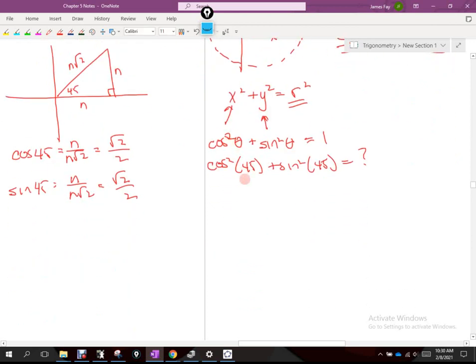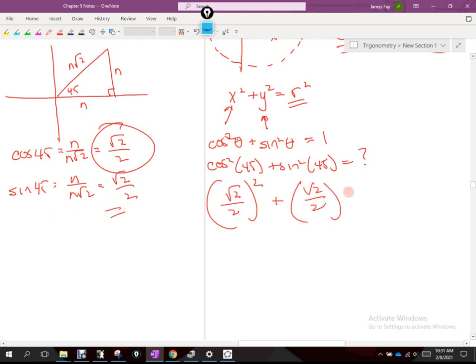Well, cosine squared of 45 means cosine of 45 times cosine of 45, right? What was cosine of 45? Radical 2 over 2. So writing that squared would be that, right? Sine squared of 45 is sine of 45 times sine of 45. Well, sine of 45 is radical 2 over 2. What's radical 2 over 2 squared? It's 2/4, right? What's 2/4 plus 2/4? Right? What if you change that angle?